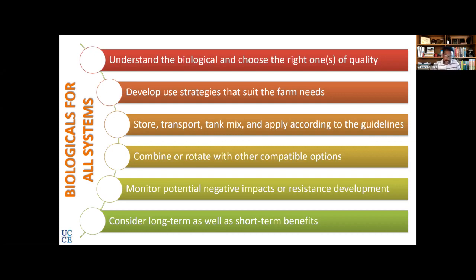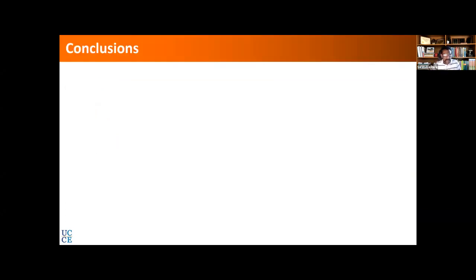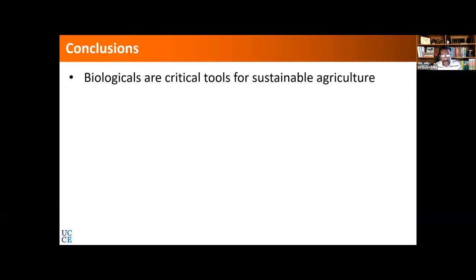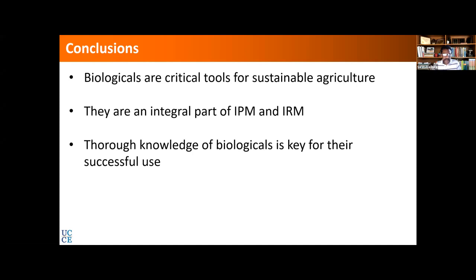Not just a short term, it might be expensive, but in the long run, it evens out, and the benefits could be much more than the initial investment. So these are various strategies. So the conclusion is biologicals are critical tools for sustainable agriculture, and they are an integral part of both IPM and insecticide resistance management. And it is very important to have a good knowledge of these biologicals and various strategies, their mode of action, and use them effectively for their success.